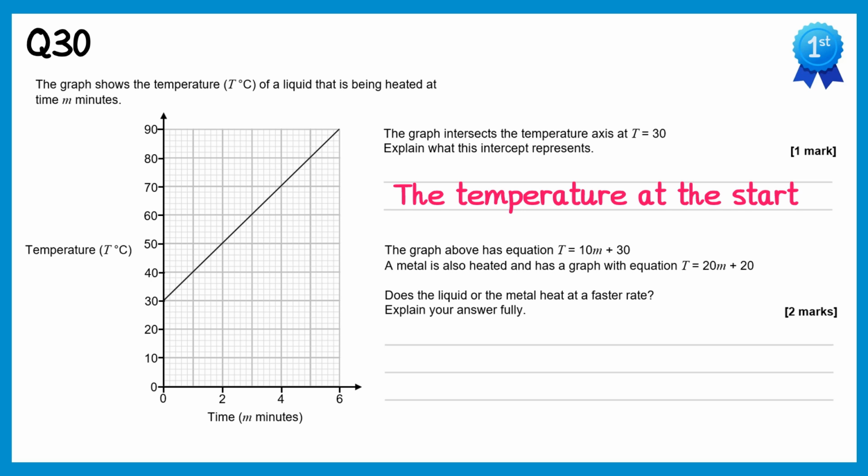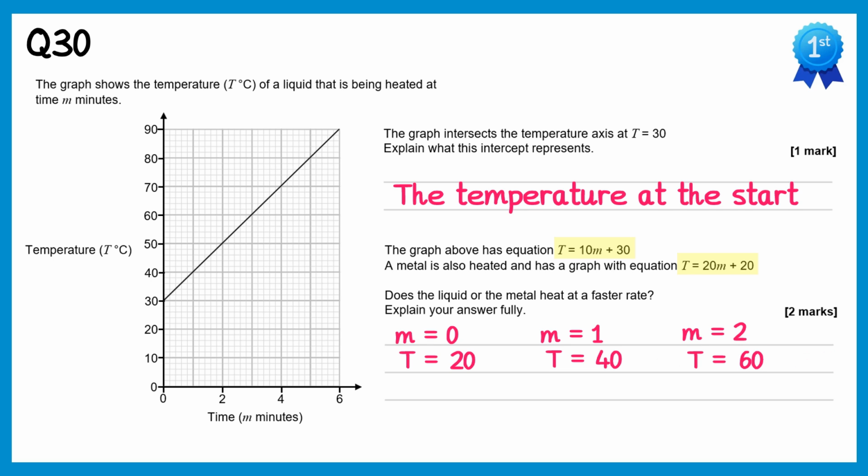For the second part, we're told that this graph is t equals 10m plus 30, and we're asked about the graph for a metal, which is t equals 20m plus 20. To compare these, I'm going to draw the second graph as well. So let's start with m equals 0. If I substitute m equals 0 into the formula, I get t equals 20 lots of 0 plus 20. Well, 20 lots of 0 is 0, so this is just 20. What if m was 1? Then we'd have t equals 20 lots of 1 plus 20, which is 40. And then if m is 2, t would be 20 lots of 2 plus 20, which is 60.